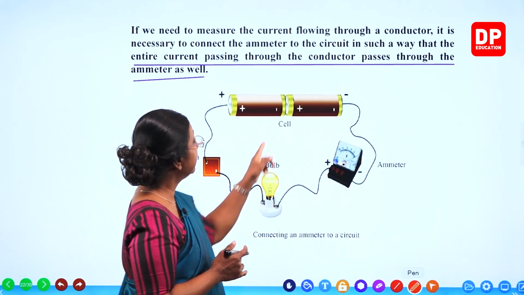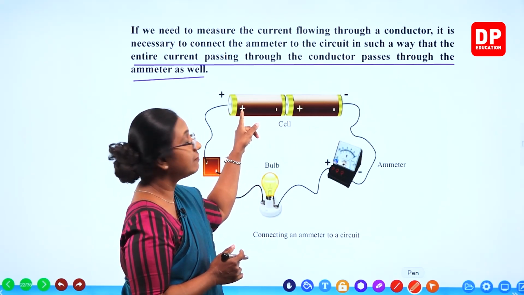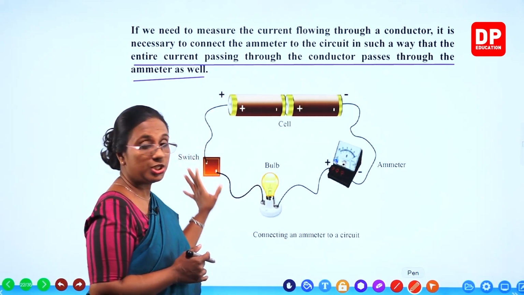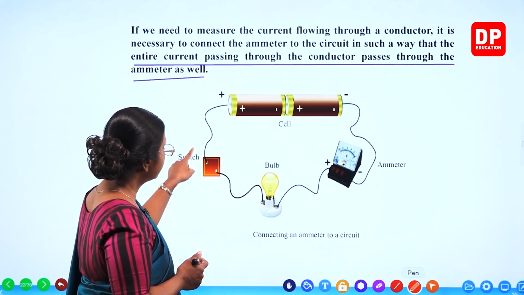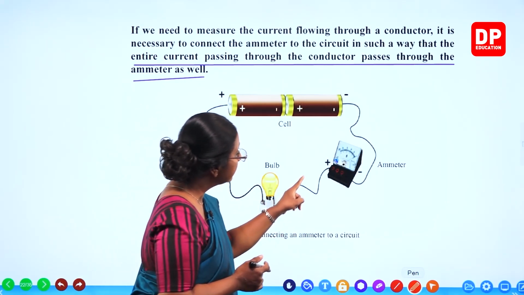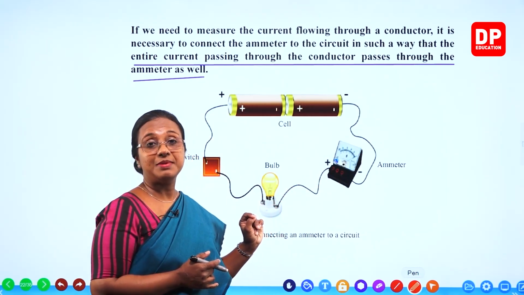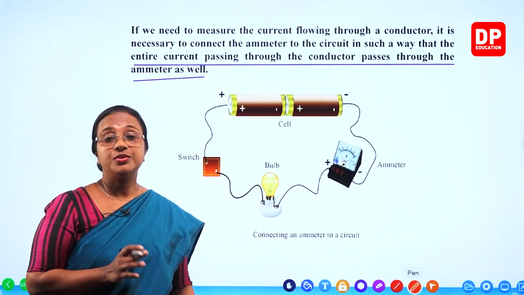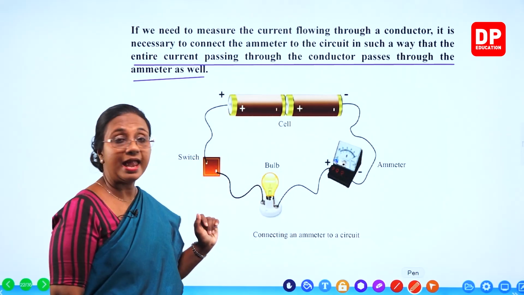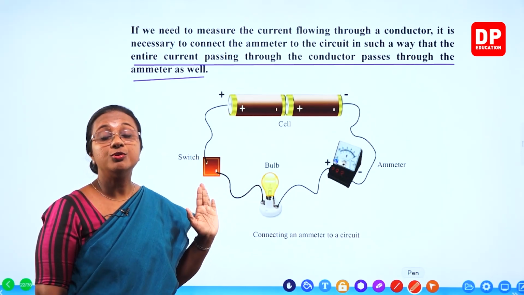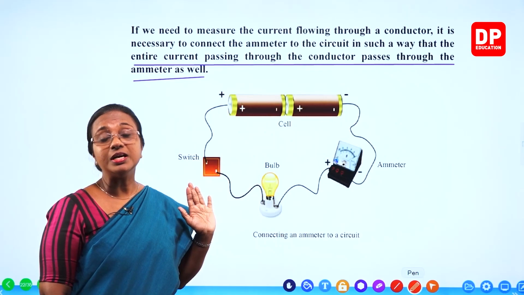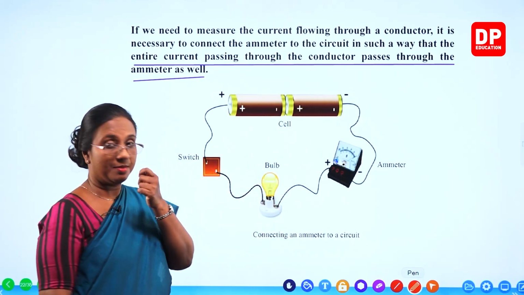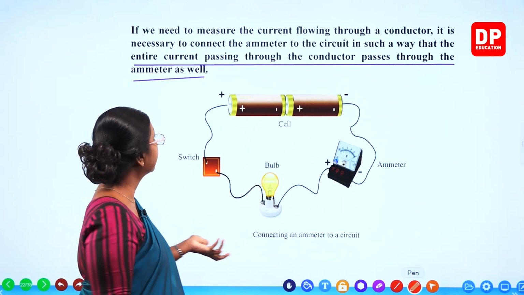So then only, now current you all know will start flowing from the positive terminal this way through the switch. When the switch is on, current starts flowing this way, goes to the bulb, and the entire current enters the ammeter. Then it flows back to the negative terminal. So that is how we connect an ammeter in order to measure the current flowing through a conductor. So here the conductor is basically the bulb, or else you can have another conductor as well.